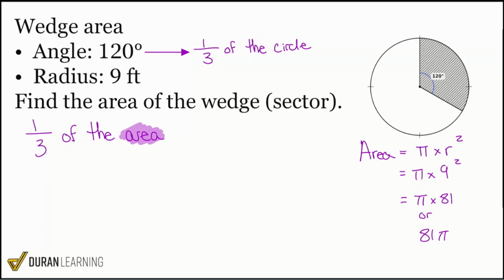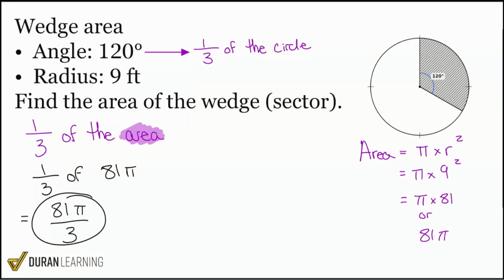But that's not our answer. Let me write this down here. We're doing 1/3 of the area, which is 1/3 of 81 pi. That's what we have. 1/3 of 81 pi, which is also going to be written as 81 pi divided by 3. And now all we've got to do is simplify that. We can do that by doing 3 going into 81. Let's see what that'll be.